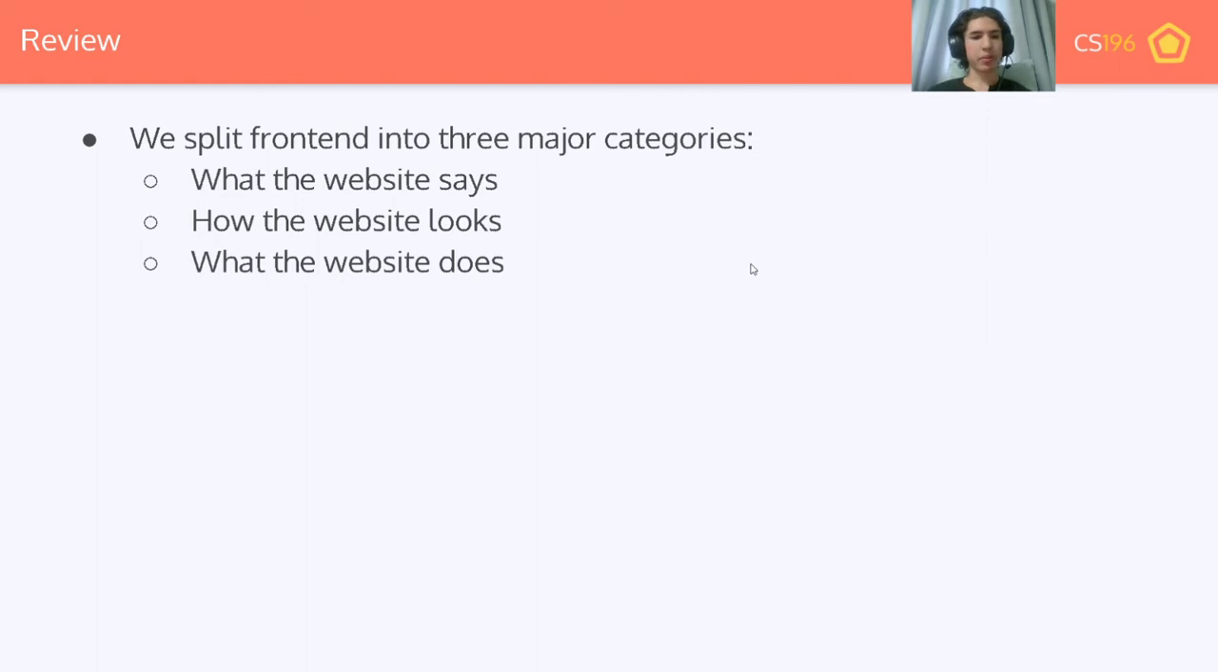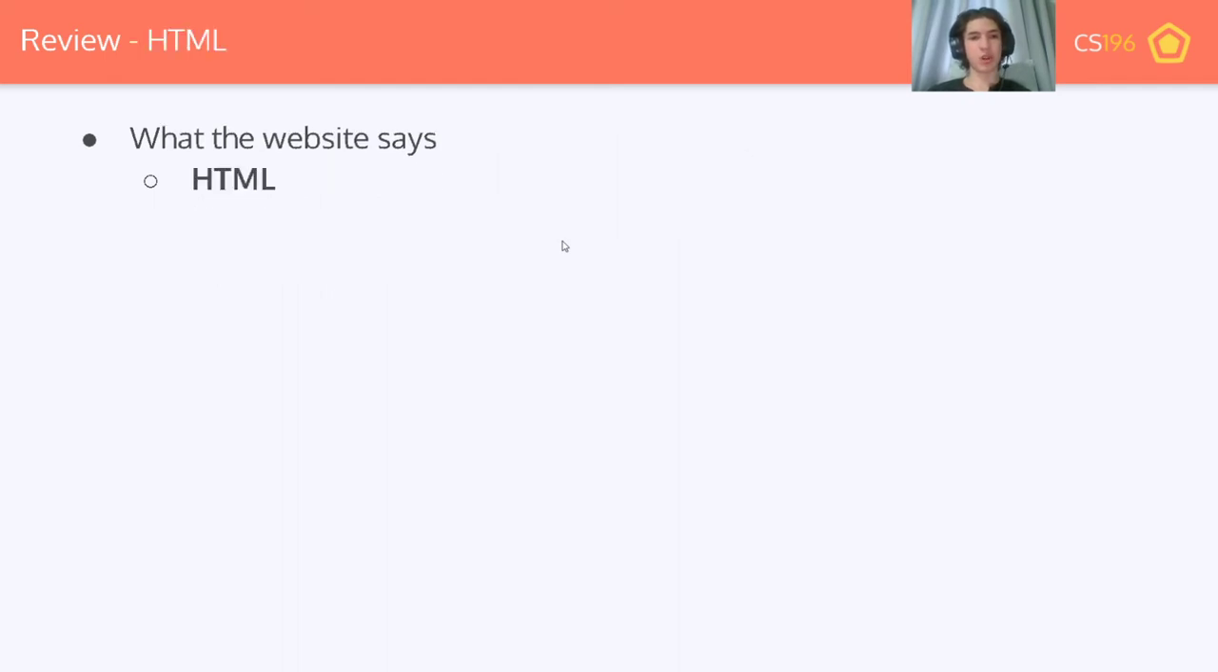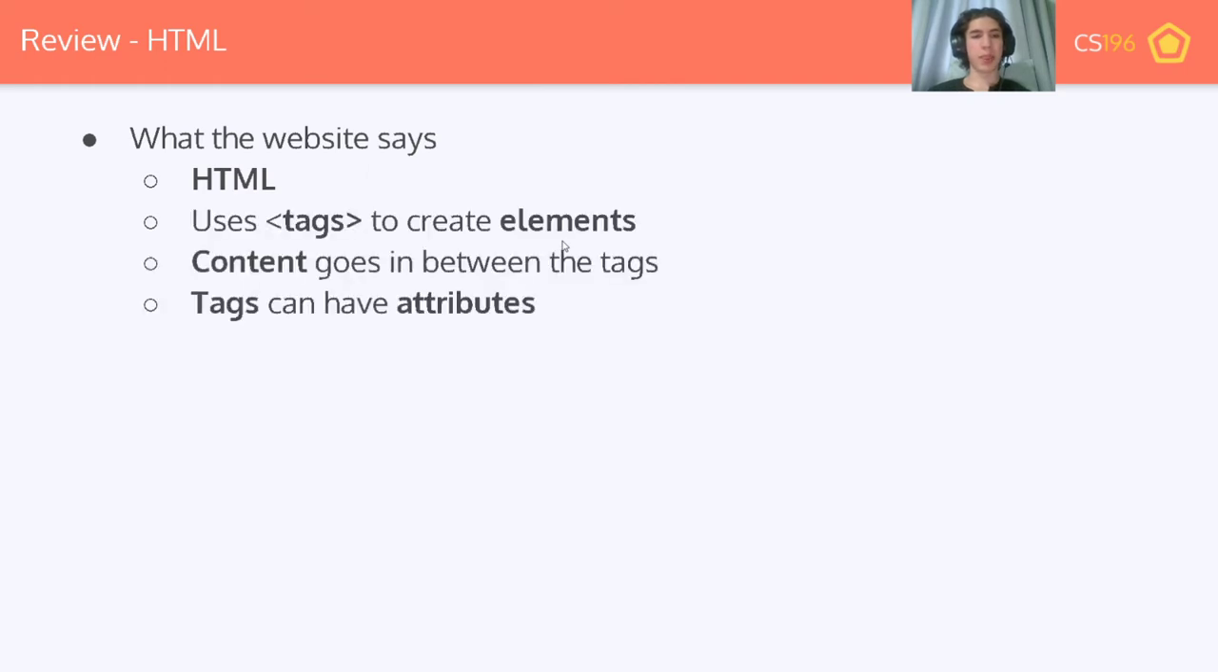So if you remember from yesterday, we split front-end development into 3 major categories. That is what the website says, how the website looks, and what the website does. And on Tuesday, we discussed these first 2, what the website says and how the website looks, those being HTML and CSS. And then today we're going to be talking about what the website does, and that's JavaScript, of course. So let's review a little bit about that. What the website says is HTML.